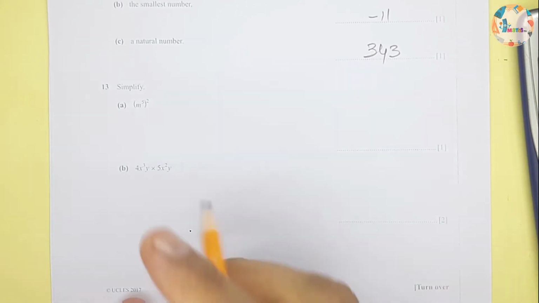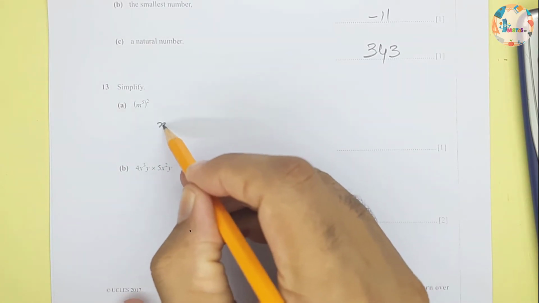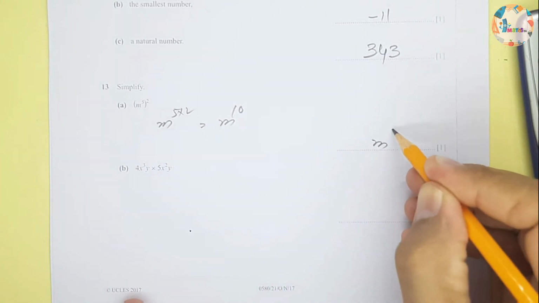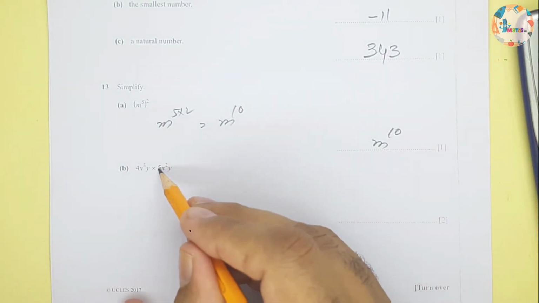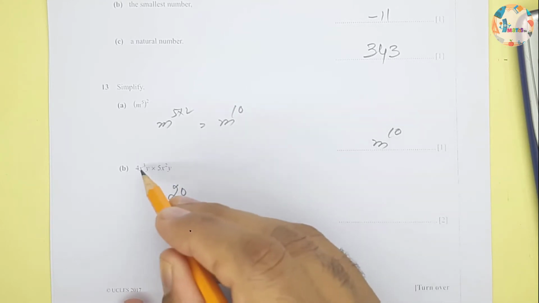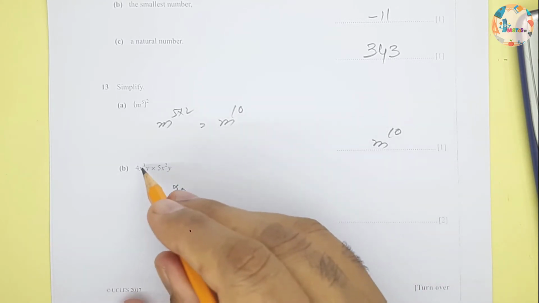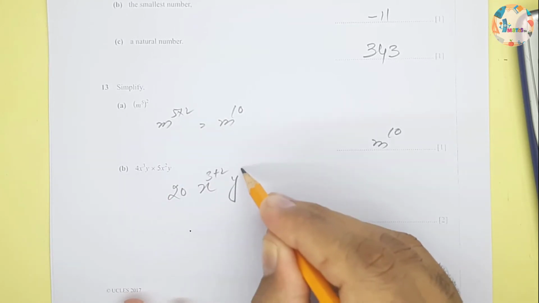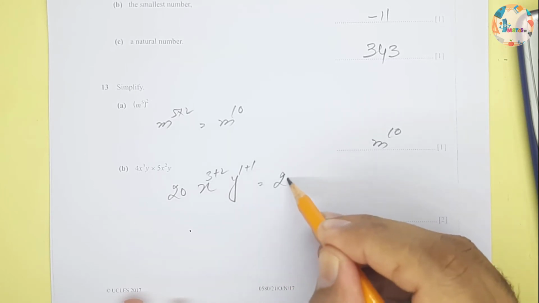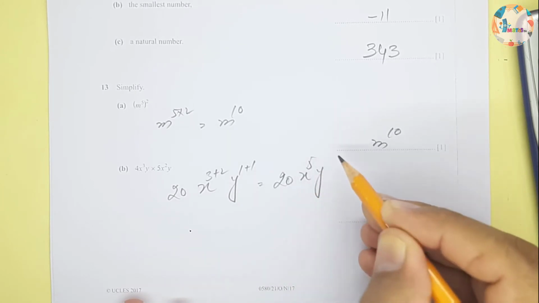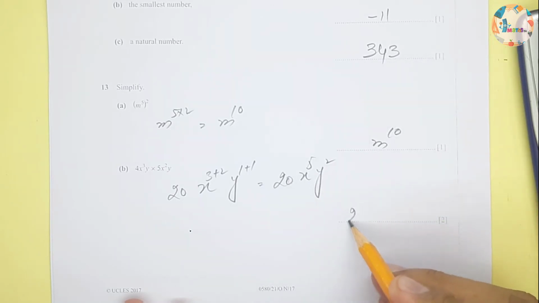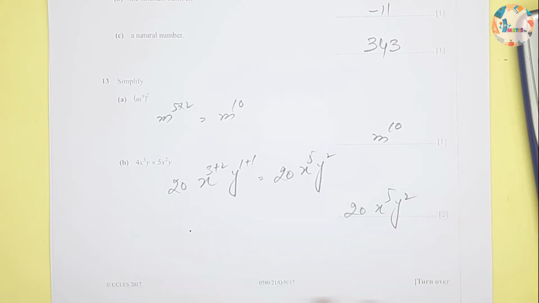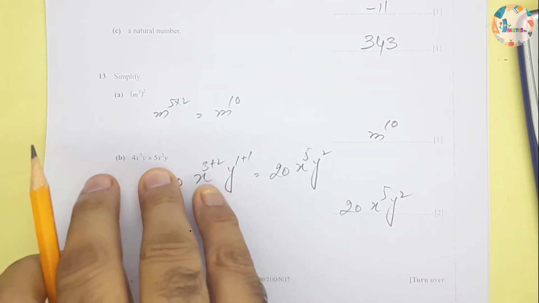And to simplify, powers will be multiplied. So m will be 5 into 2, which is equal to 10. So m raised to 10 will be the answer for this one. And this will be 4 into 5, which is 20. And y cube into x cube into x square will be x raised to 3 plus 2, and y raised to 1 plus 1. So this will result in 20, x raised to 5, y raised to the power 2, or y square. So 20 x raised to 5 y square will be our answer to this question.